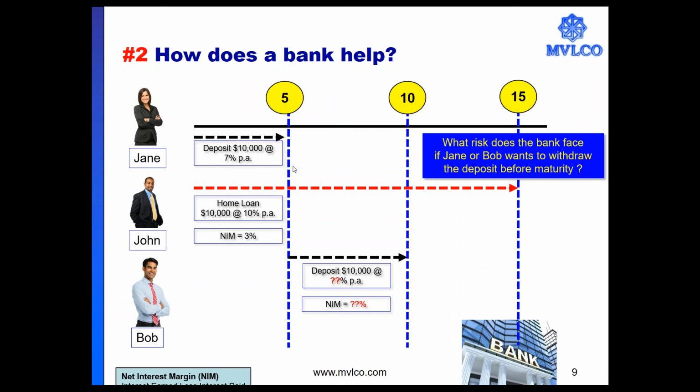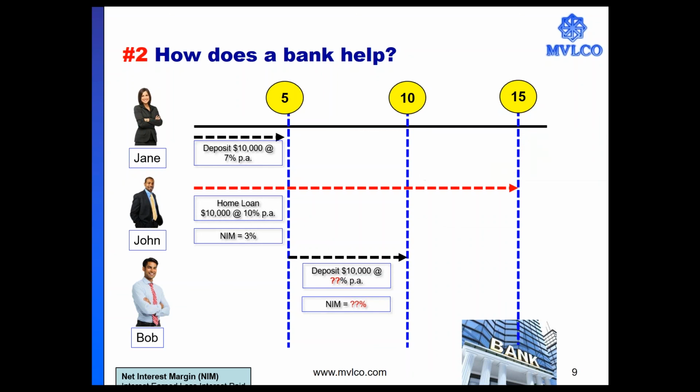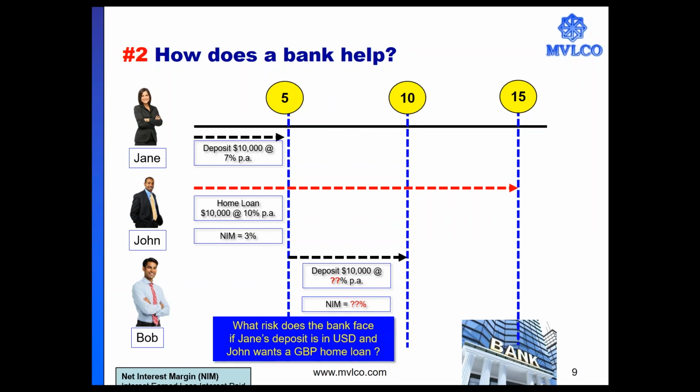The next point, what risks does the bank face if Jane or Bob want to withdraw the deposit before maturity? Now John is not going to pay us back before completion of 15 years, but if Jane and Bob demand the money before maturity, for example, Jane has assured us that she will not take the money back before 5 years, but at the end of third year, Jane says that she wants the money back. We will have a liquidity crisis at the bank. We have no money because everything has been paid to John, and if Jane demands the money beforehand, we have this liquidity problem. That is the risk which we face if either Jane or Bob want to withdraw the money before maturity. So we again have the liquidity issue at the bank.